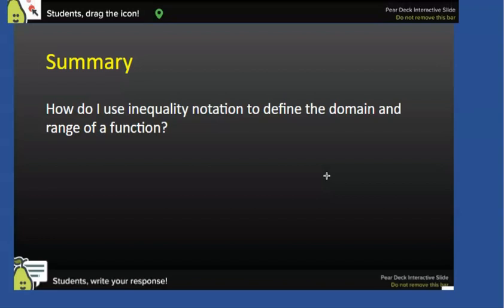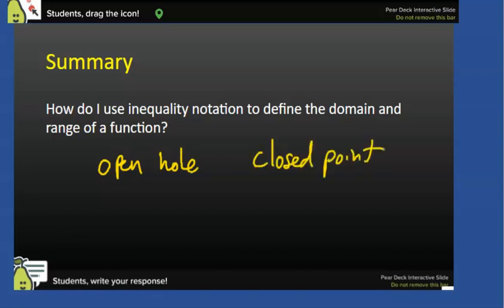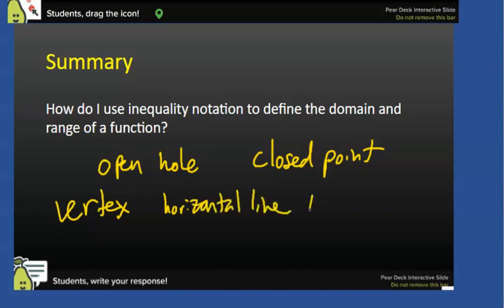How do I use inequality notation to define the domain and range of a function? Some things that you could include in your summary could be open, hole, closed point, vertex, horizontal line, vertical line.